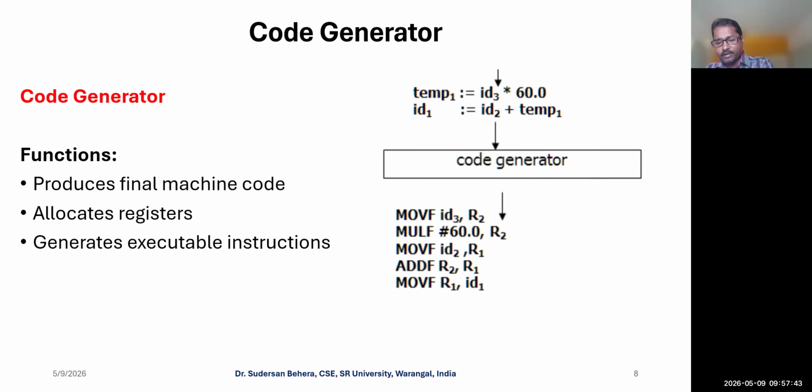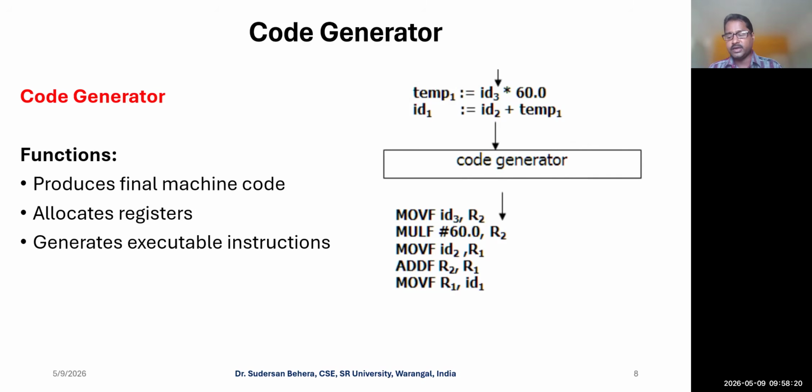So MOVF R1, id1. What is id1? Finally, you are storing the result where? In the variable position. The ultimate name of position is identifier 1. So identifier 1 is nothing but the placeholder of the memory where you are putting the result, that is, initial plus rate times 60.0. The total right side will be calculated and placed in the left hand side. What is that left hand side? The left hand side is position.